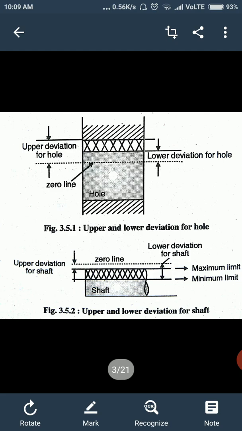After that, the next one is fundamental deviation. Fundamental deviation is the upper or lower deviation which is nearest to the zero line, for either hole or shaft. So this is fundamental deviation.